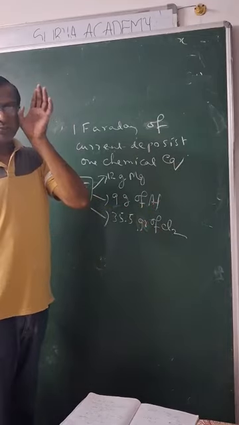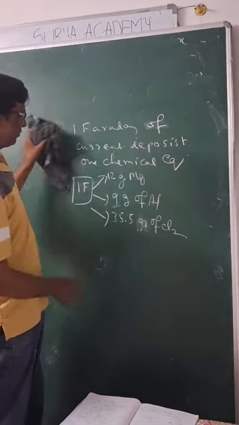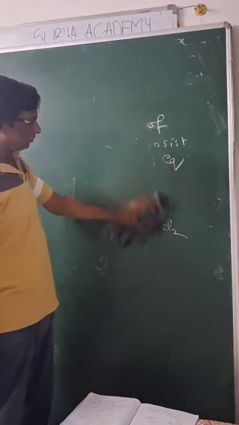So how much current is passed? Here 1 Faraday of current is passed. It is the electrochemistry part.